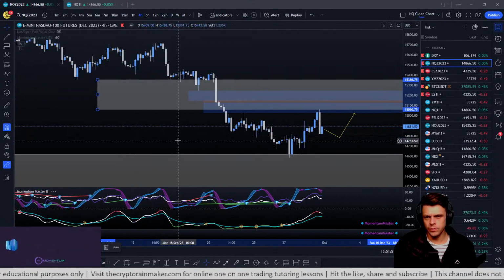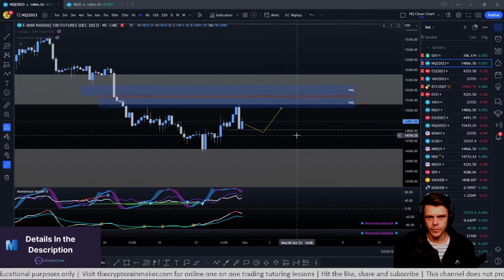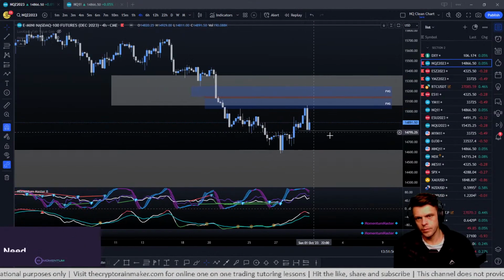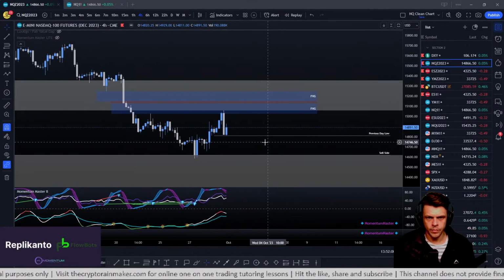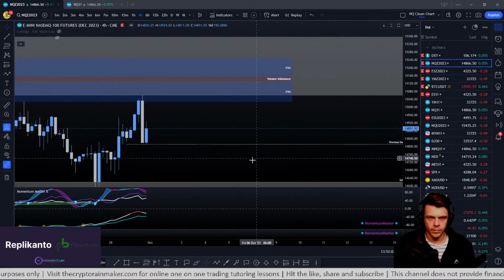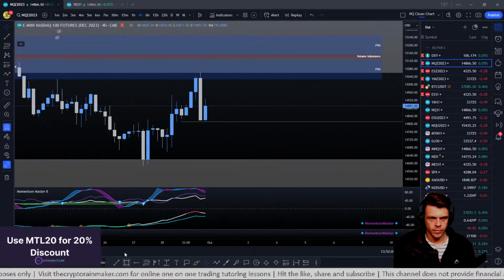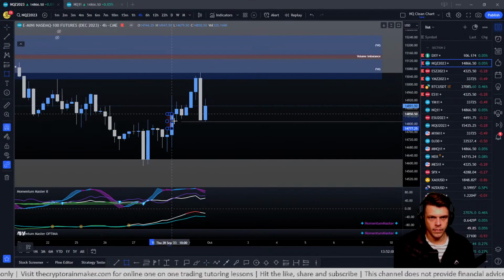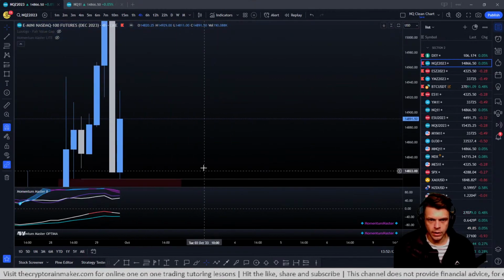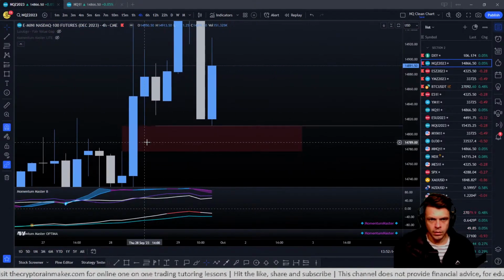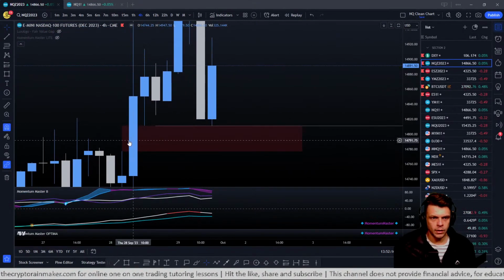Okay, let's have a look at the 4 hour. So this is the previous day low. Here we have an imbalance. Let's see if it touched into it. Just barely.